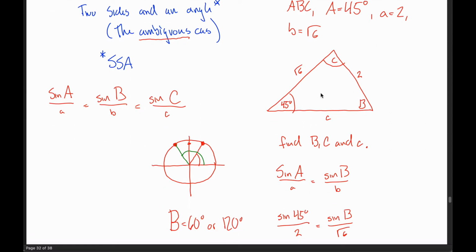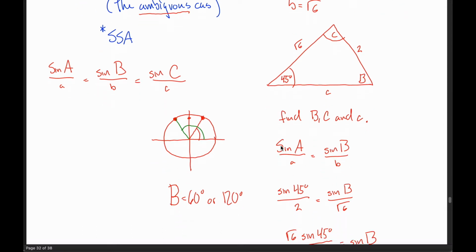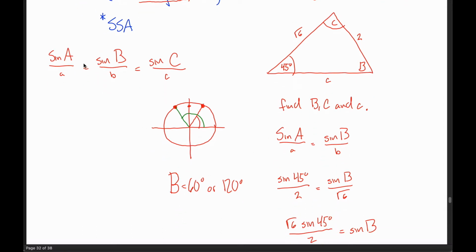How could you draw this triangle where this side length is root 6 and this side length is 2 and this is 45 degrees, and get two different solutions for capital B? Well, let me show you the picture.